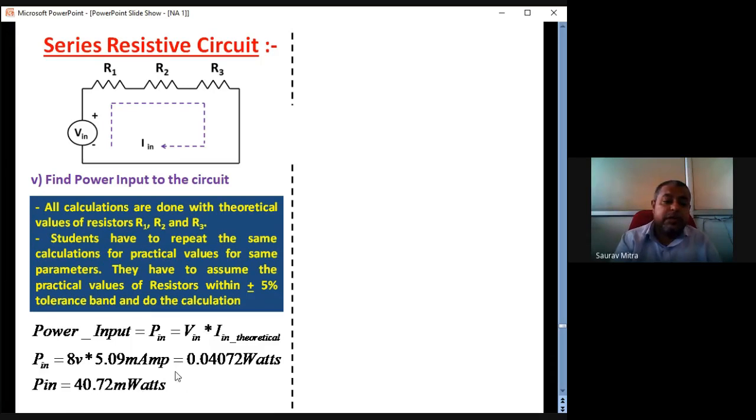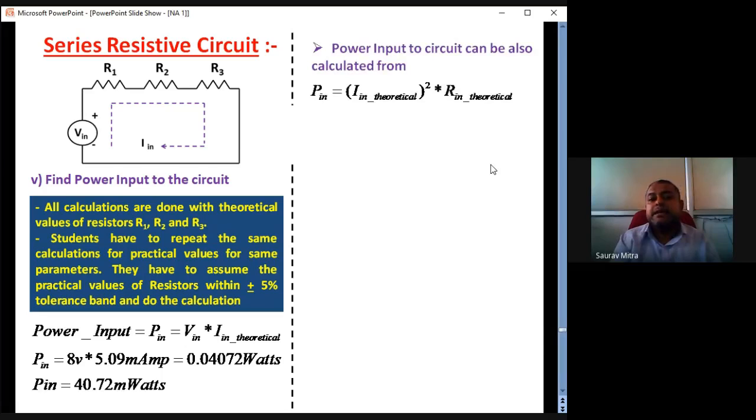So there is one formula, P in is equal to V in into I in theoretical. This is one way of calculating input power. There is another way of calculating input power, that is I in theoretical square multiplied by R in theoretical, or R equivalent, or R theoretical equivalent.